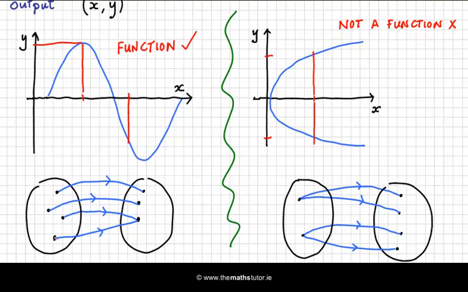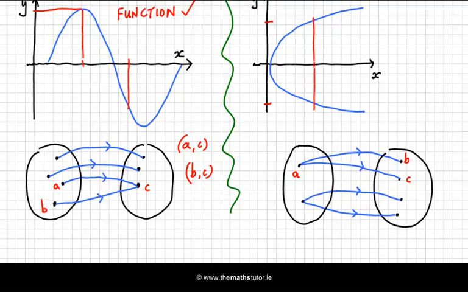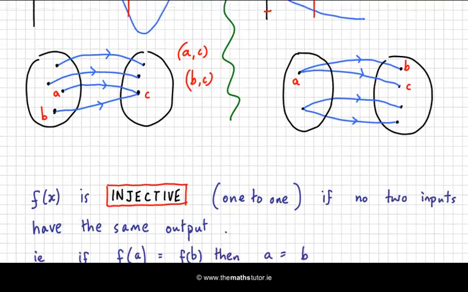It doesn't matter that two of the inputs are mapped to the same output because they can both have the same y coordinate. For example, this could be A and this could be B and this could be C, and we can just write AC. We can write BC as well. That's perfectly fine. But here we see that, for example, if this one was A and this B and C, then A is mapped onto two different outputs, and this is not possible. Not possible for a function.